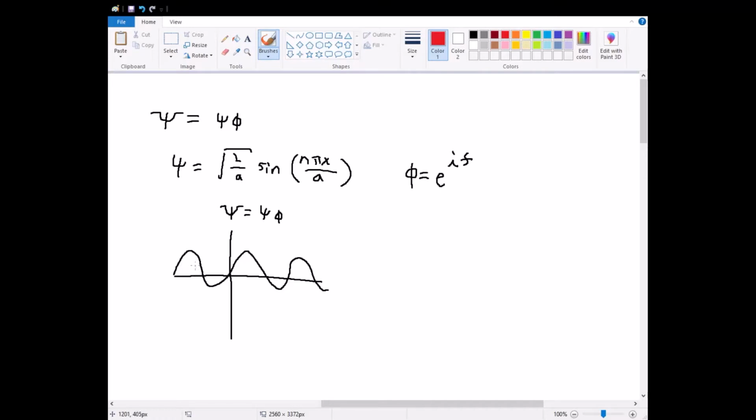So this black could be one value for phi. If I changed phi by some value, then my resulting wave function could look something like this, where it just gets displaced forward by some constant. Or if I chose another value for phi, maybe it gets displaced backwards by some constant. So let's see, how am I going to draw this? That is horrible.